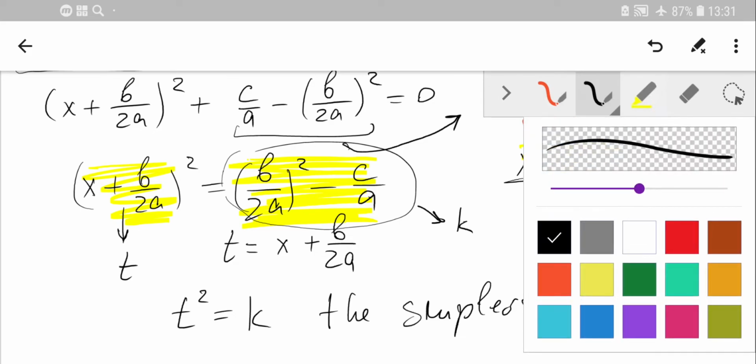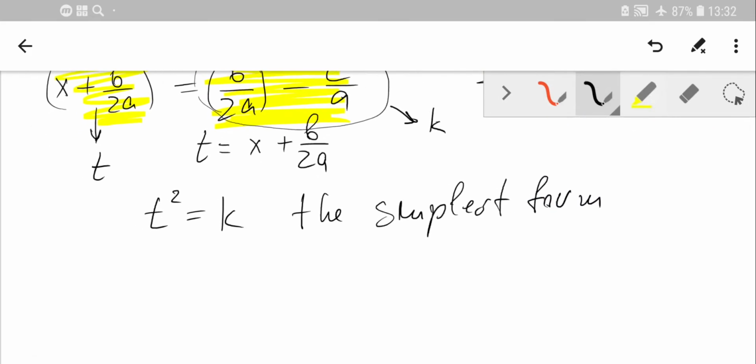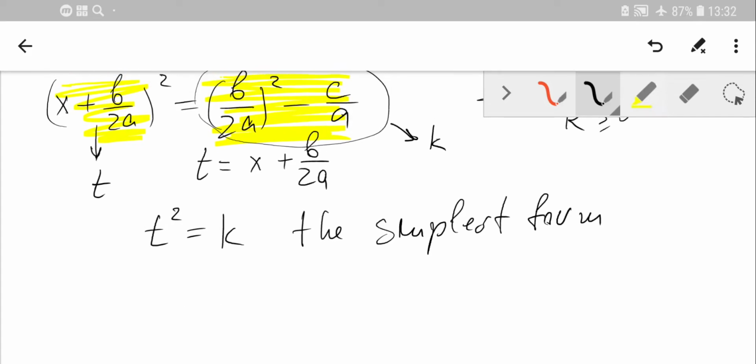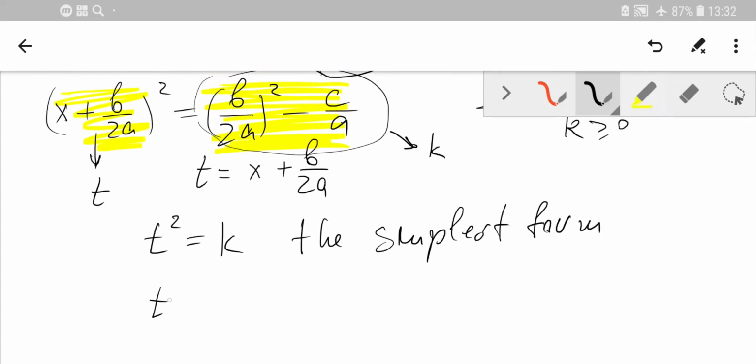So what do we do next? We simply need to say that t is plus or minus the square root of k. So instead of t, we move back to what we have in terms of x.